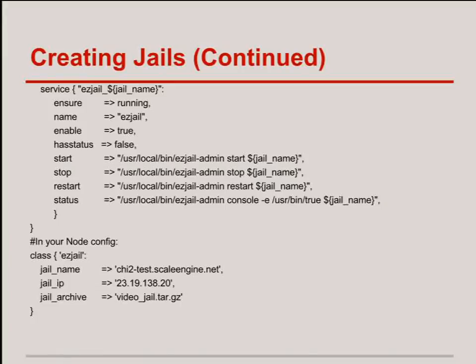And we created a little hack for figuring out if a jail is running. It basically uses the easyjail console command to run /usr/bin/true, so we get a 1 or a 0 in the jail. This will return an error if the jail isn't running, and it will return true if the jail is working. And then in our node configuration, we just say, create an easyjail, call this with this IP, and use this archive, and it'll spin up the jail.